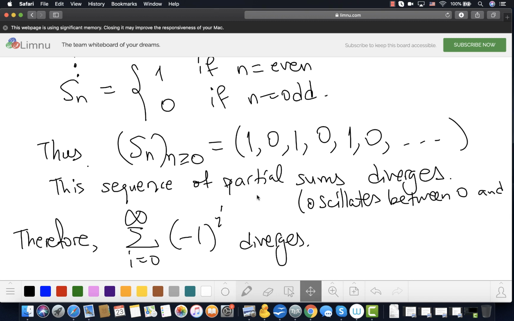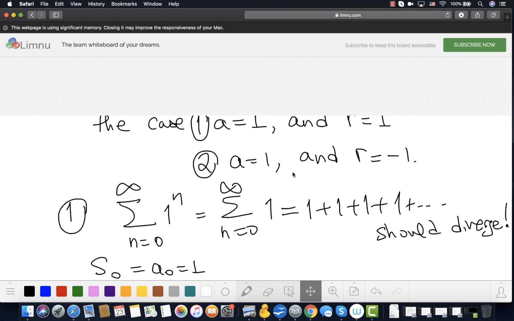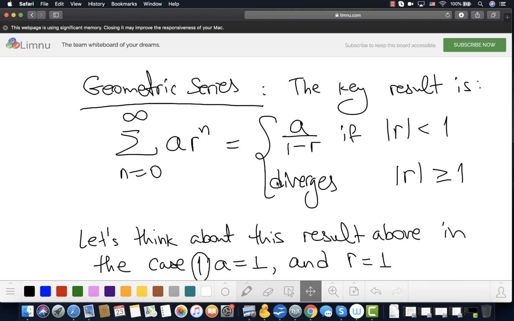So I just justified to you why this diverges from the viewpoint of the sequence of partial sums. Of course, you already knew that this infinite series diverges because it corresponds to the case when r is -1, and according to the key result above, when r is -1, it should diverge. Also, I should add one more thing. Here I want to add in red, I require this number to be not 0.